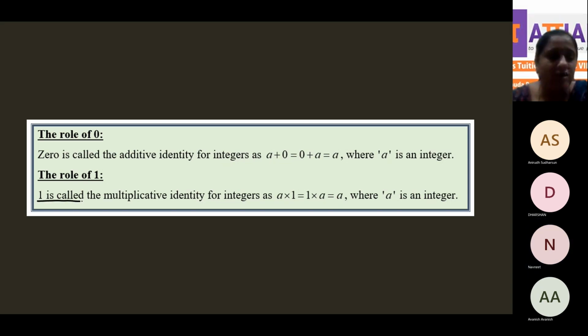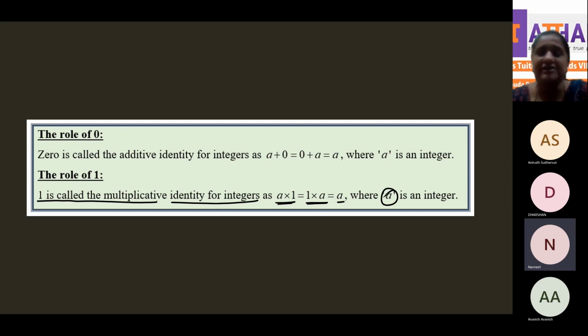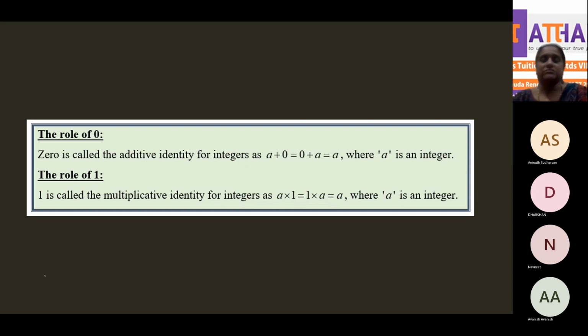So 1 is called the multiplicative identity for integers because A into 1 is the same as 1 into A is equal to A, where A is an integer. Who is this A? A is an integer. Understood, children? Yes, ma'am, understood.